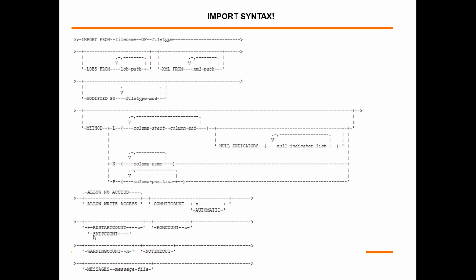Sometimes you get a heading at the starting. You can say skip count: the first 2 records, just skip them. While loading, you might get errors, so you specify here how many errors you can allow, the warning count. While you are trying to load, if the file is locked by someone else, how long to wait? The messages.